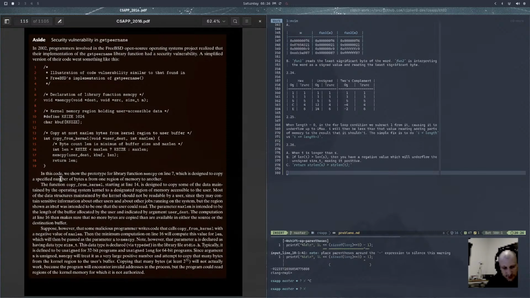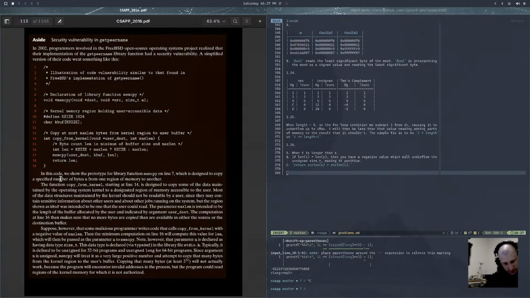The computation at line 16 then makes sure that no more bytes are copied than are available in either the source or destination buffer. Suppose, however, that some malicious programmer writes code that calls copy from kernel with a negative value of max length. Then the minimum computation on line 16 would compute this value for length, which would then be passed to the parameter n of memcopy. Note, however, the parameter n is declared as having type size t. This data type is declared via typedef in the library's file stdio.h. Typically, it is defined to be unsigned for 32-bit programs and unsigned long for 64-bit programs.